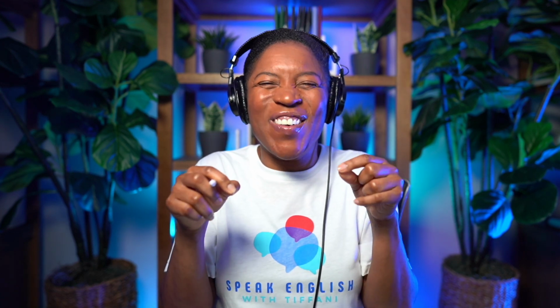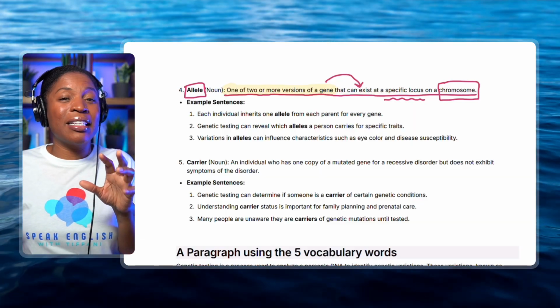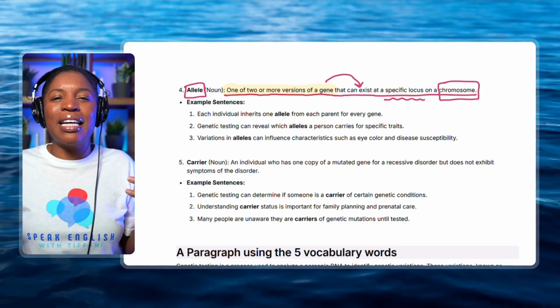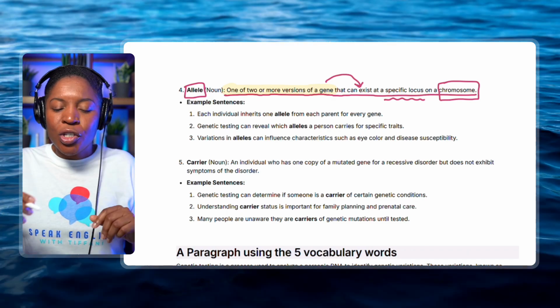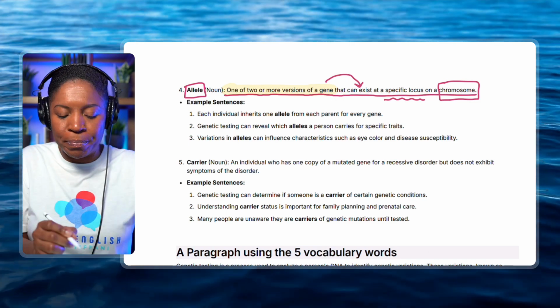I want you to try to envision what this looks like. Imagine a chromosome, and there's one of two or more versions of a gene. Let's imagine this gene, and it's actually attached to this chromosome. You saw it, didn't you? All right. We say it's an allele. Allele. All right. Here we go. I'm not going to lie. I'm enjoying this lesson because it's reminding me of some of the lessons I had when I was in high school. All right. So here's the first example sentence using this term.